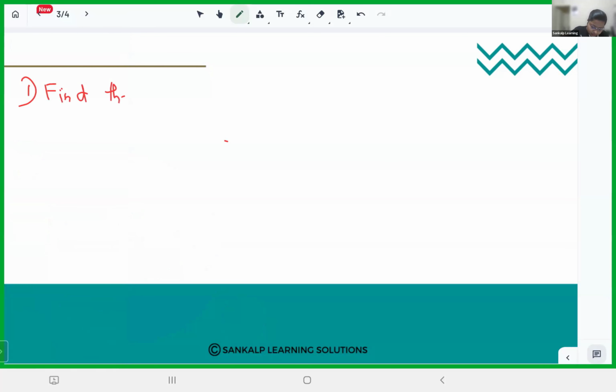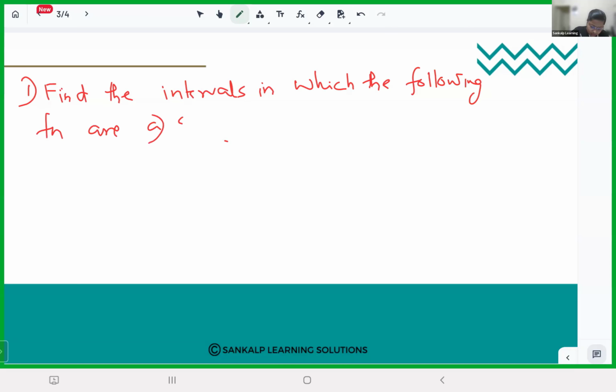find the intervals in which the following functions are: first one, strictly increasing, and second, strictly decreasing. Okay. So you will be given two functions. Okay, there are two questions in this. So you have to find out the intervals in which the functions are strictly increasing and then strictly decreasing also.